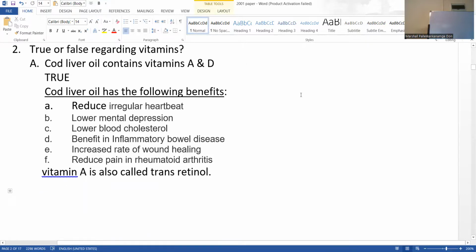Question number 2, true or false regarding vitamins. Cod liver oil contains vitamin A and D. That is true. Normally we call it A and D capsules. So see the benefits. It is given for irregular heartbeat. It reduces irregular heartbeat, not as the sole treatment. For irregular heartbeat there are permanent treatments, but this reduces irregular heartbeat.